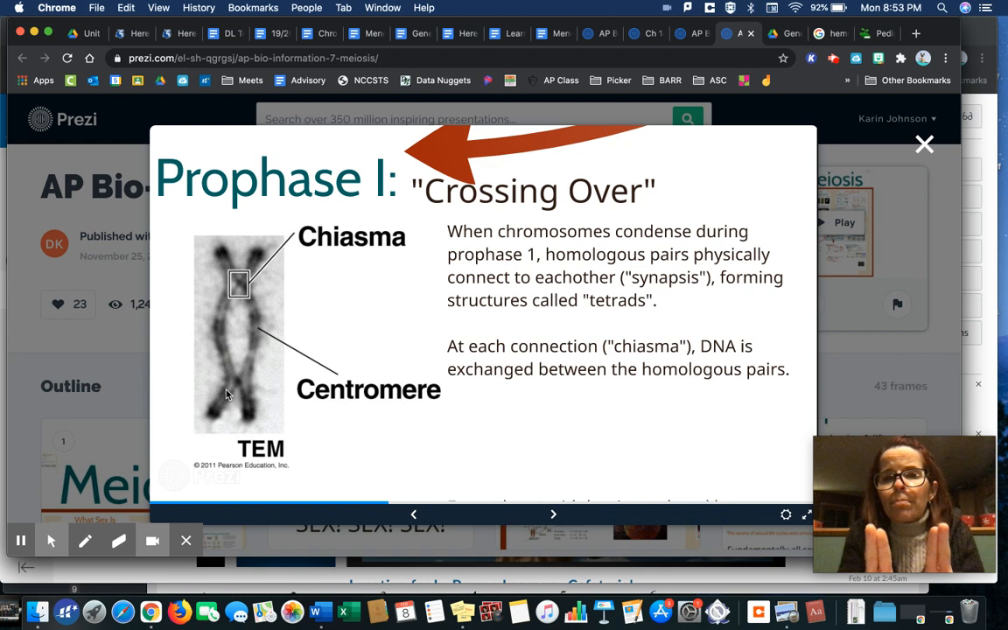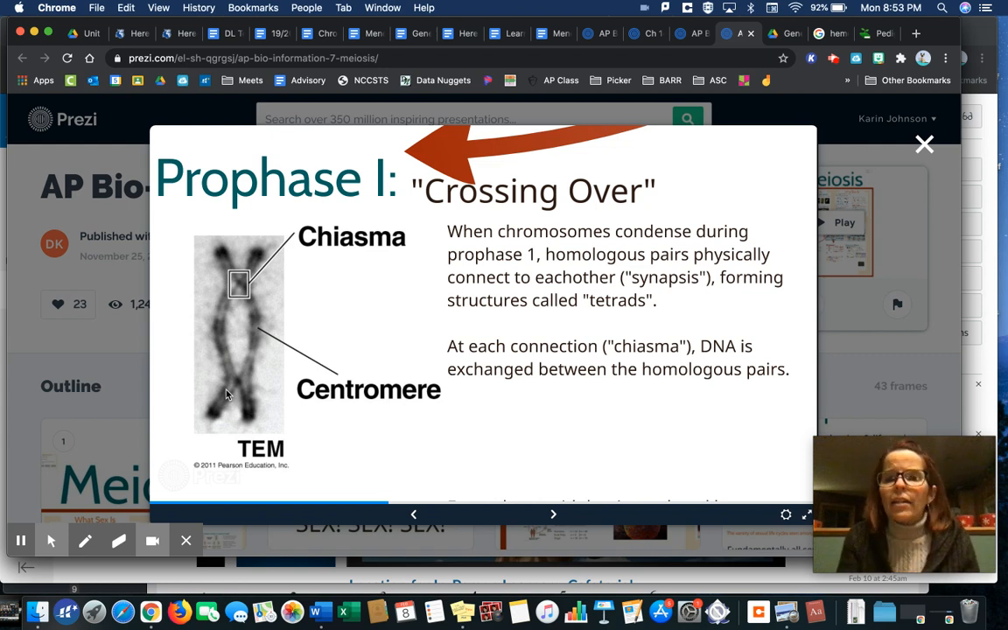When they line up or find their partners during prophase, they do something called crossing over. This is where they're going to actually trade pieces of DNA. And this is a place where we can get brand new genetic information. This adds to the diversity that's found within our gametes. Our gametes are super, super unique, and this adds to it.